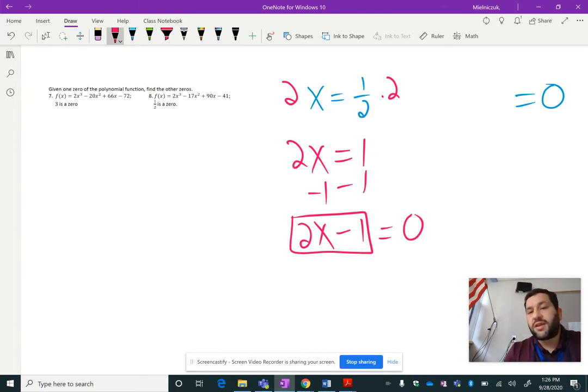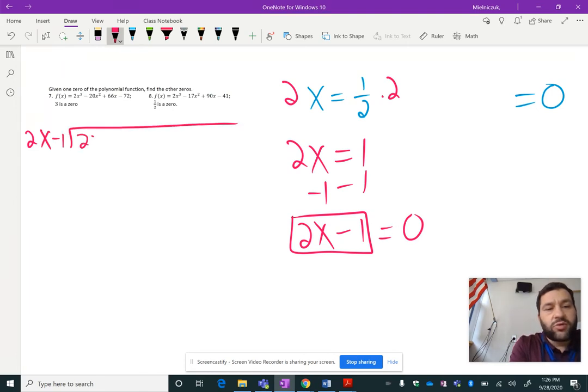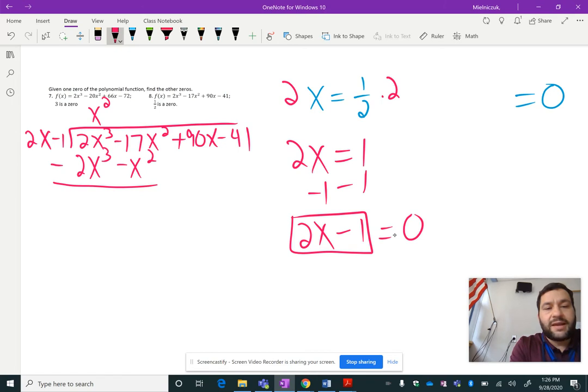You could use synthetic division, but when it's not a whole number, it's a little more difficult. So let's set it up. We get 2x minus 1 on the outside, leaving us with 2x cubed minus 17x squared plus 90x minus 41. So 2x goes into 2x cubed, x squared times. Now we subtract, so negative 17x squared plus x squared, I get negative 16x squared. Bring down the rest.